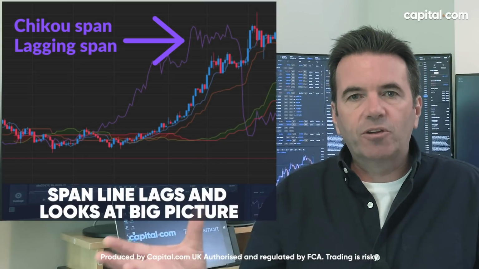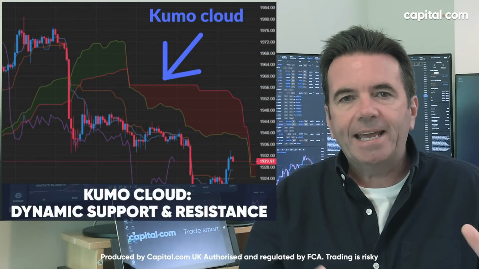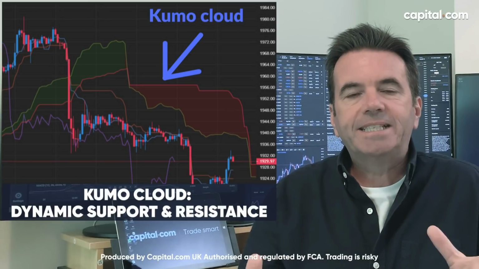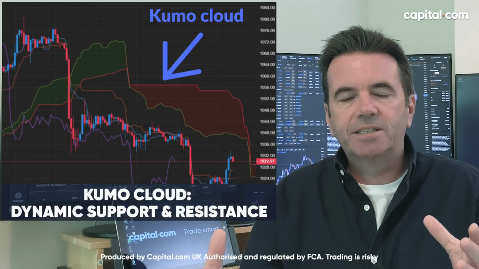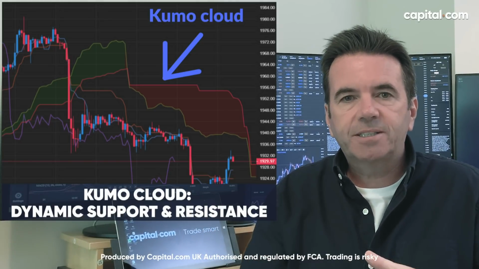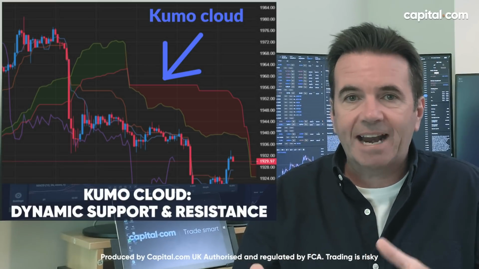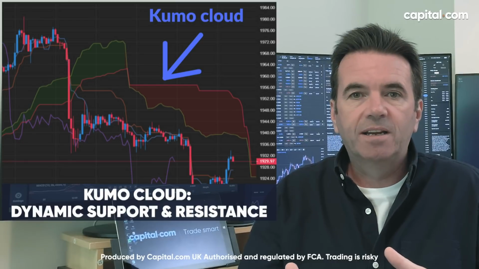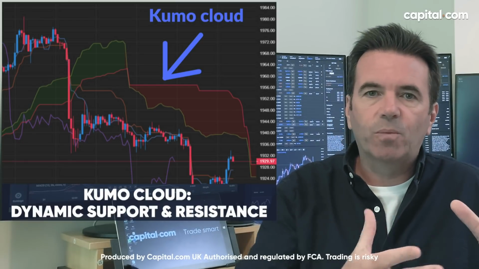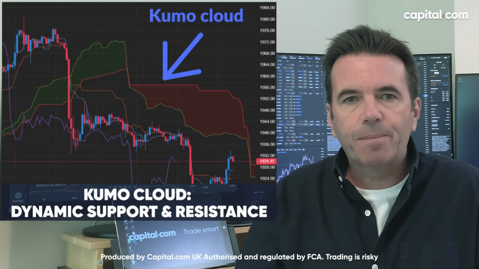Then we have the cloud, the Kumo cloud, made out of span A and span B lines. This is our dynamic support and resistance. A wide cloud below the price suggests strong support, a wide cloud above the price, strong resistance, a narrow cloud below the price, weaker support, and the same, weaker resistance, for a narrow cloud above the price.